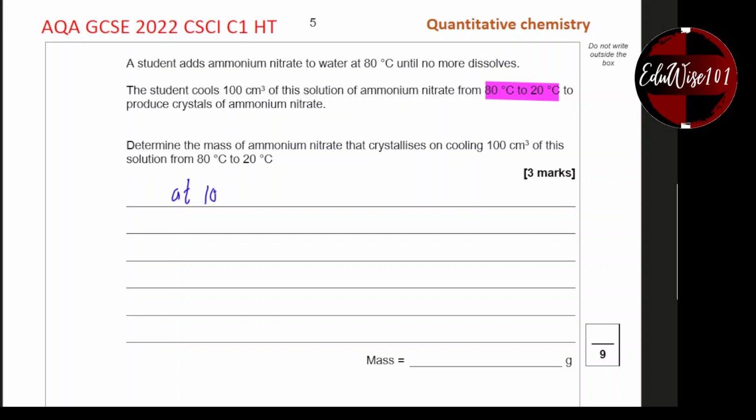At 80 degrees Celsius, it's 83 grams. At 20 degrees Celsius, only 32 grams would have dissolved. So the difference of that would be 51 grams, which should crystallize out of the solution.